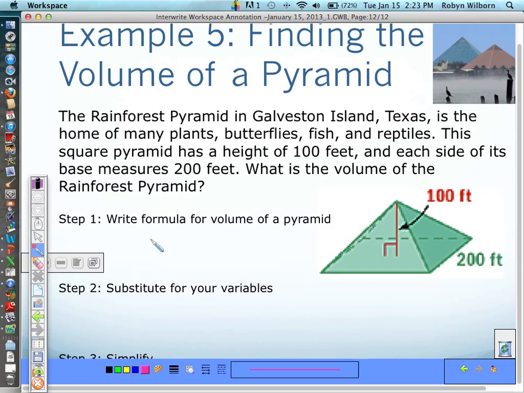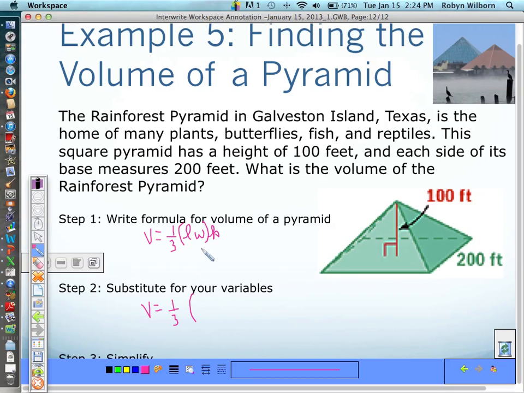All right, so again, we're going to use our same steps that we've been doing. So the shapes change and the formulas change, but the steps stay the same. So first thing we're going to do is write our formula. So we have volume equals 1/3 times the base, which in this case, we have a base of a square or rectangle, square. So we have length times width, and we need to multiply that times the height. And then we're going to substitute our values in. So volume is 1/3.